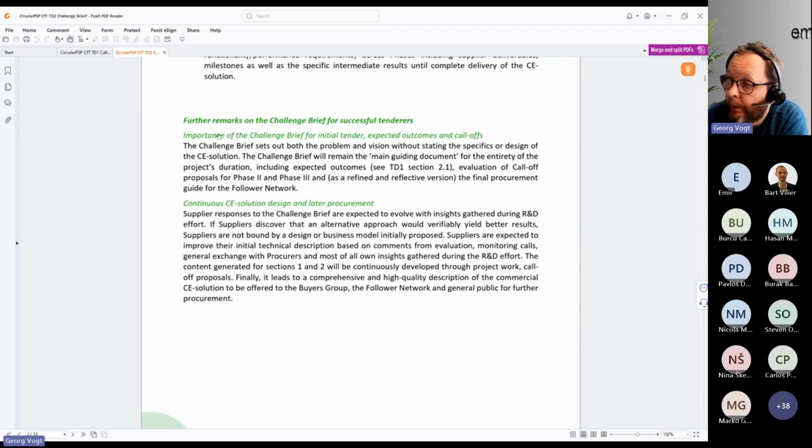This I already said. Here a remark that the challenge brief will not be forgotten. Yeah, it will remain for us the thing we check. If we read something you do, if you propose something you do, we will check with the challenge brief. It might be that our idea of the challenge brief evolves, and then we would potentially update it during a call-off. But fundamentally, we expect that our vision for the CE solution will remain. Yeah. So once you've submitted the tender, it is continuous. Not something new starts, it's continuous.